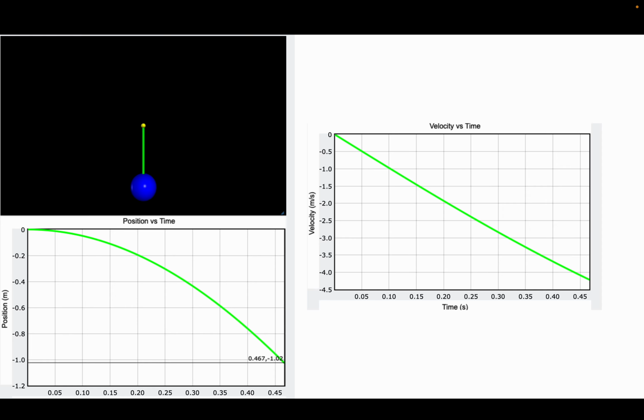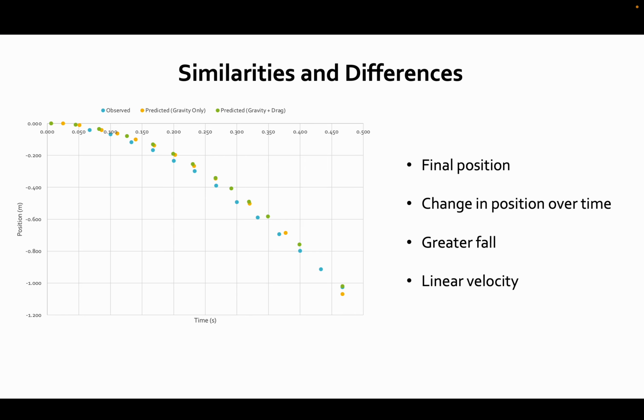Similarly to the other computational model, the position versus time is not linear, and the velocity versus time is increasing in the negative direction at a constant rate. However, the final distance of the object is only negative 1.02 meters. Some similarities between my models and data were that the computational model with gravity and drag had the same final position as my data. Also, both computational models had very similar changes in position over time, as shown by the graph. However, as for differences, the model with only gravity fell further than my data.